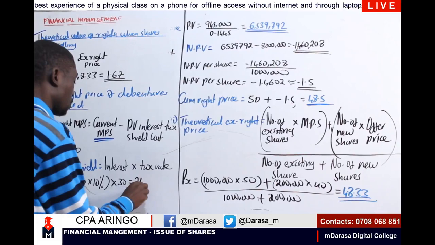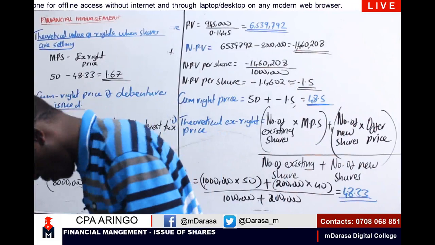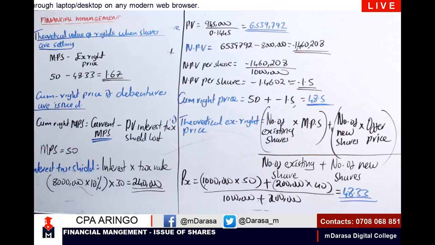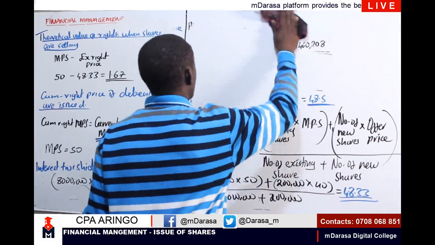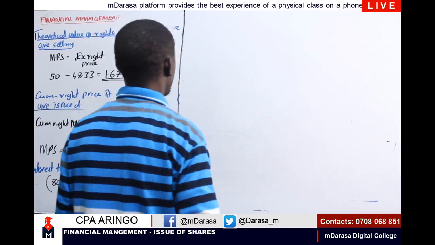We're getting our interest tax shield of 240,000. Once we have that, the other key element that you need to determine is the present value. What will be our present value here? The present value of the interest tax shield is the same case as what you looked at earlier on. Remember, if not given, we will always be taking the amount and dividing by our cost of equity.